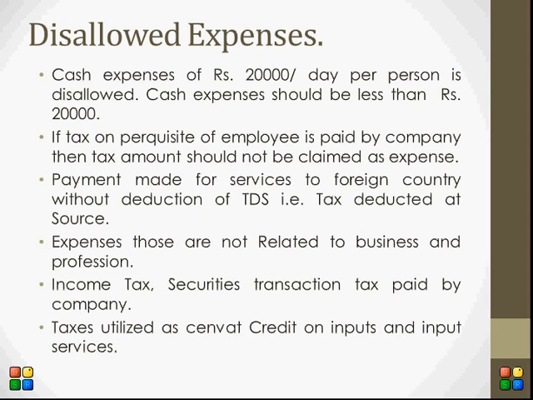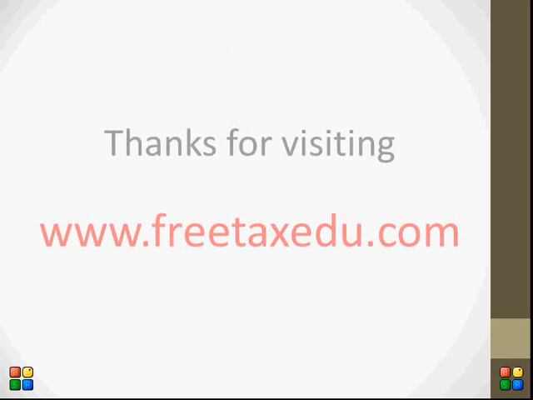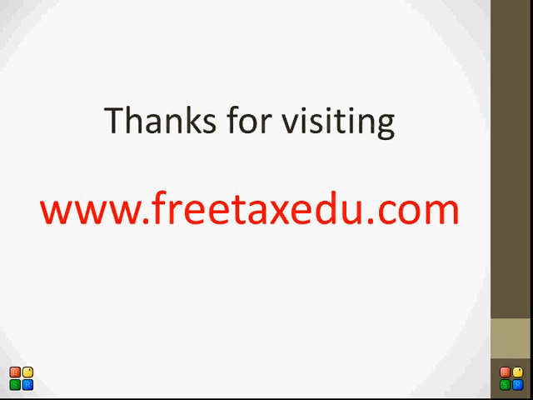So I hope you understand the concept behind allowed and disallowed. Allowed expenditures you can deduct from your income, but disallowed expenses should be added back to your income. That's it from this session. I hope you understand what is business, what is profession, how to calculate the net profit from business, and how to calculate income from profession. Next one is what are the allowed expenses and what are the disallowed expenses.